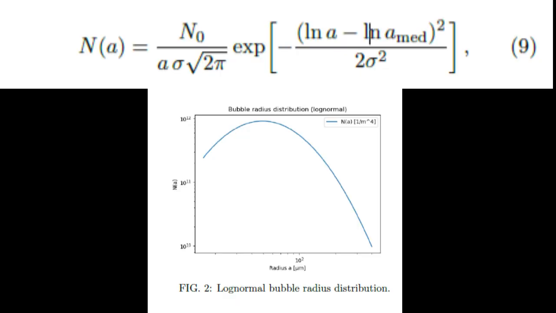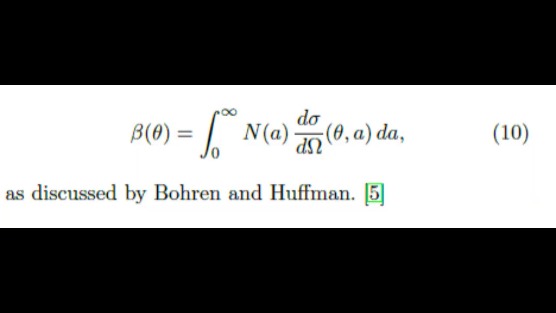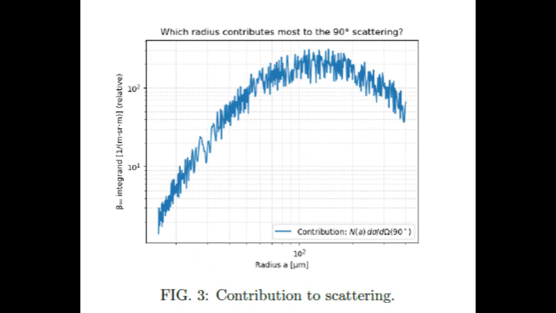Then we had to make the crucial assumption of a continuous distribution. We have based our assumption on the log-normal distribution, which is commonly used in the study of bubble populations. Then the next step was to integrate a differential cross section of scattering over the bubble distribution. Here you can see the reduced dependence of the integrand.